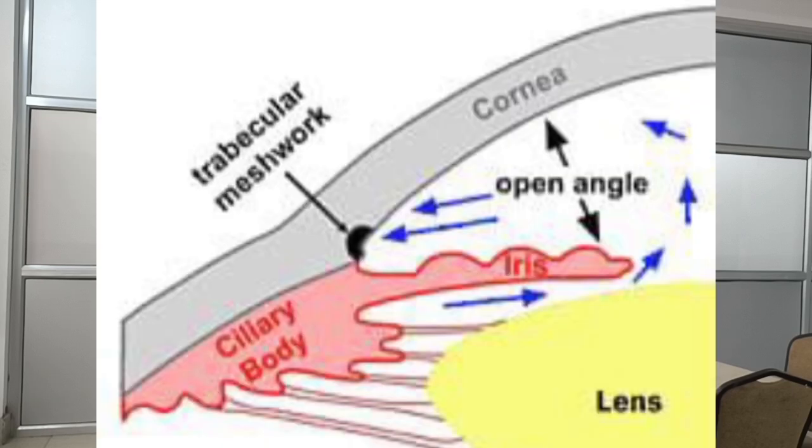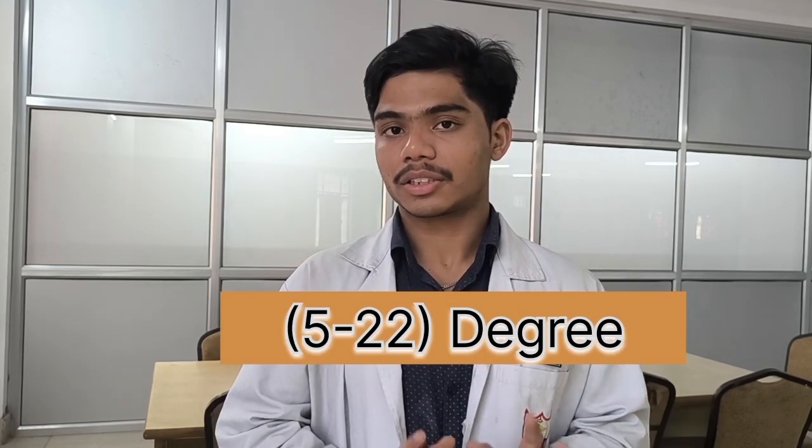Now I'm going to explain the normal physiological process of the aqueous fluid. But before knowing this, you should know what the angle of the eye is. So friends, please see this diagram. By seeing this diagram, you can relate that there is an angle present between the iris of the eye and the cornea of the eye. That angle present between the cornea and the iris is known as the angle of the eye. And the normal range of this angle of the eye is 5 to 22 degrees. So this is all normal.